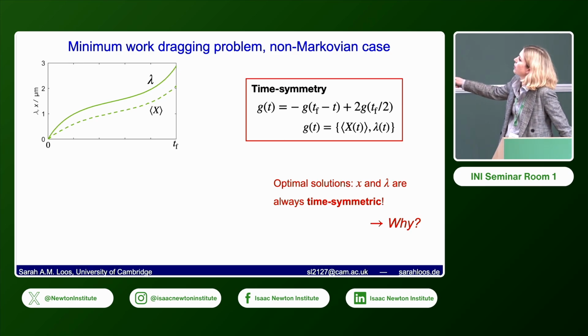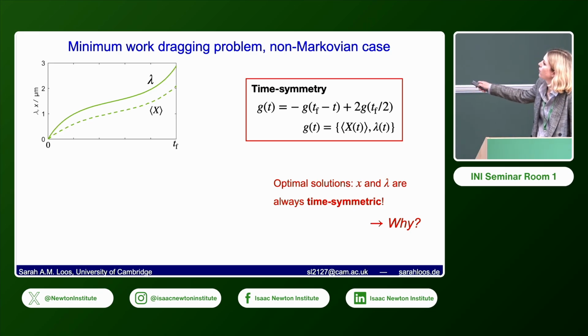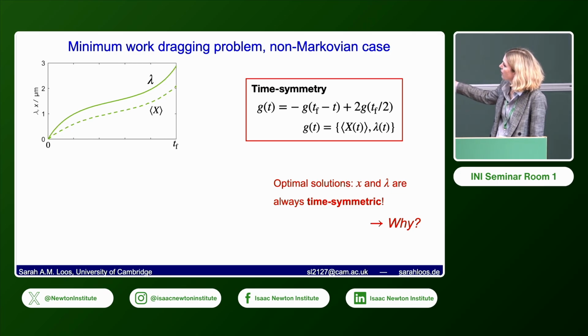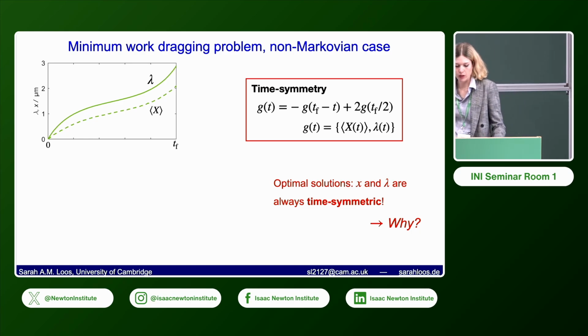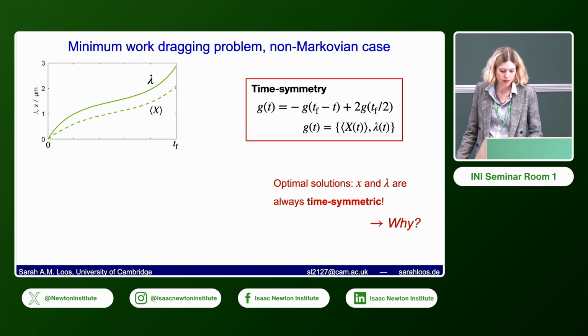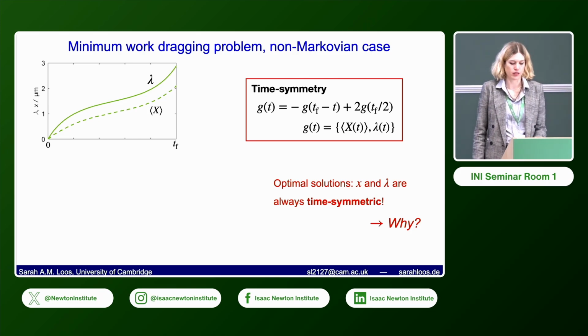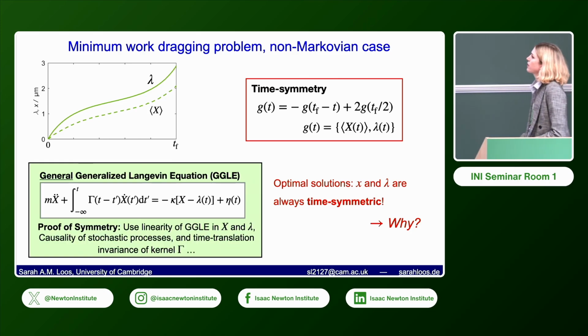And they asked me, why are these solutions always time symmetric? So if we look at the protocol or the mean particle position, they notice that they have this symmetry property. And this is also true for the Markovian case. And they asked me, is there a thermodynamic reason or something why you would always have this symmetry? And I needed to think about this for quite some time.